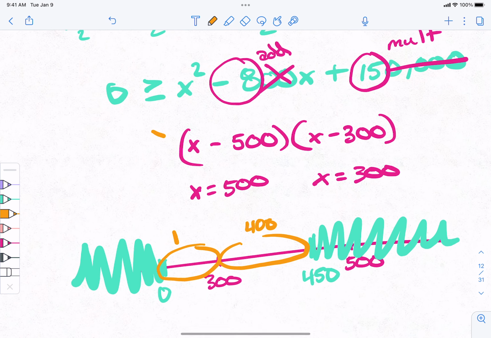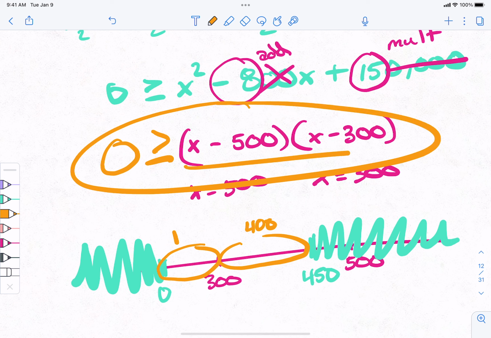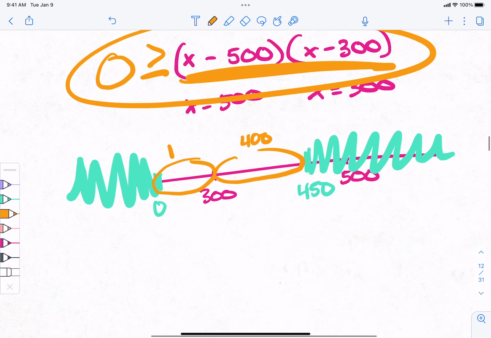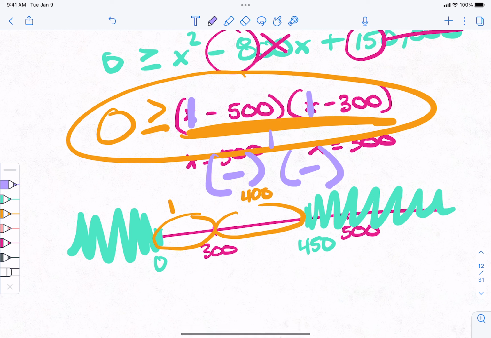Are you ready for this? This is my equation right here, right? I want to know if this chunk is less than or equal to 0. If I plug 1 in right here, 1 minus 500 is going to be a negative number. 1 minus 300 is going to be a negative number. A negative times a negative is a positive. Is a positive number less than 0? No, so I don't want that to happen.